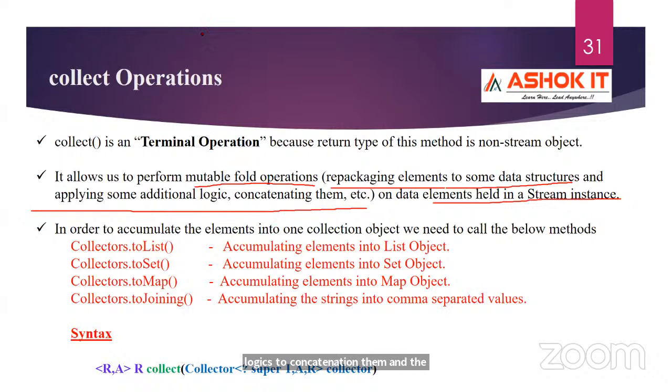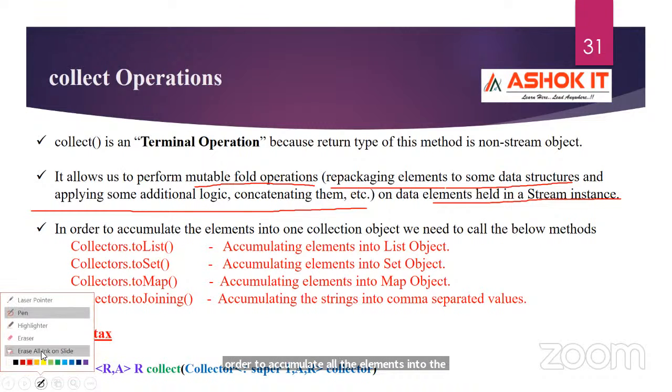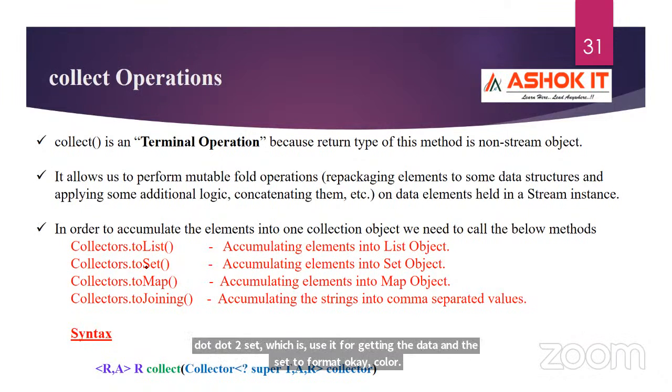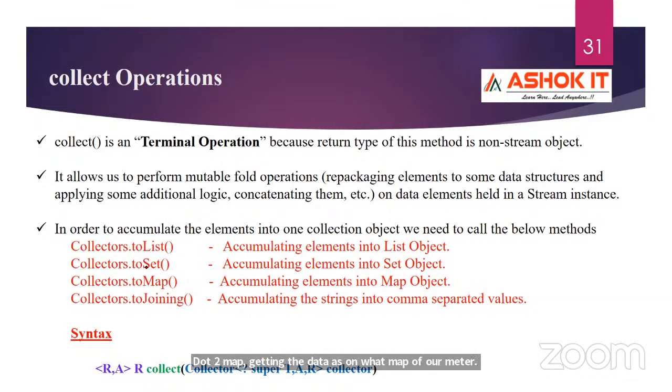In order to accumulate all the elements into a collection object, what do you need to do, sir? You need to call these respective methods. Collectors.toList to get the data in list format. Collectors.toSet, which is used for getting the data in set format. Collectors.toMap, getting the data in map format. And Collectors.joining to concatenate the strings as comma separated values. Understood?